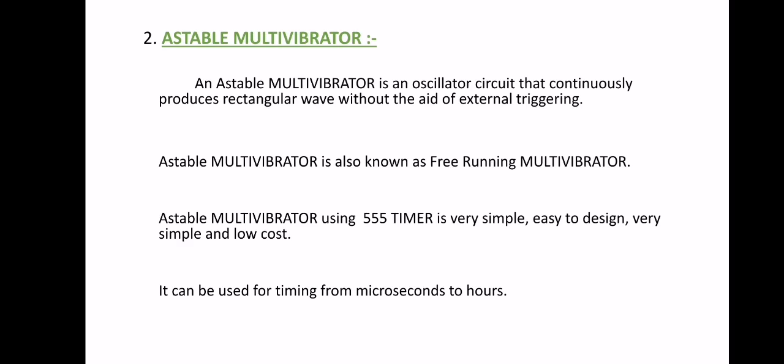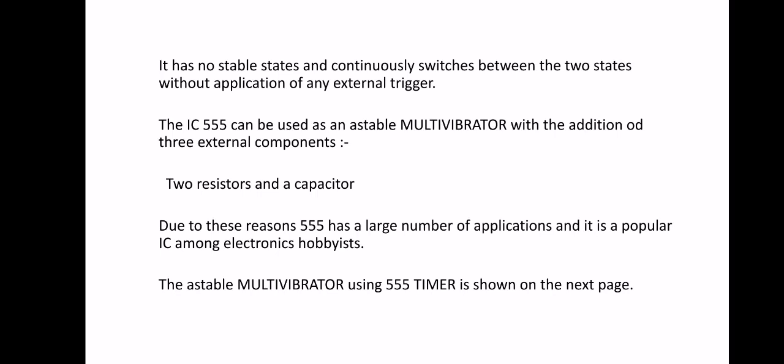When we use the 555 timer as an astable multivibrator, the timing can go from microseconds to even hours. Okay, next slide. It has no stable states and continuously switches between two states without application of any external trigger. The integrated circuit 555 can be used as an astable multivibrator with the addition of 3 external components, that are 2 resistors and a capacitor, as I will show you in the figure in the next slide. Due to these reasons, the 555 timer has a large number of applications. It is a popular integrated circuit among electronic hobbyists.